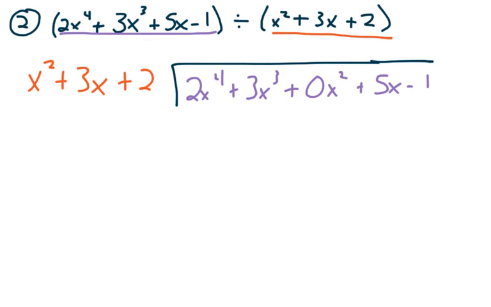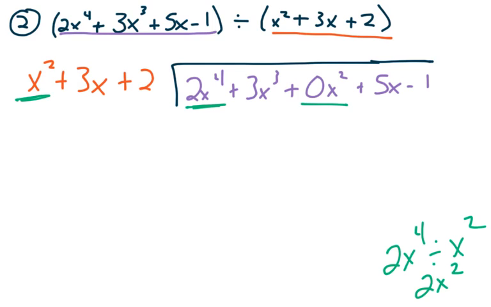And we're going to do the same thing. Take the biggest term on the inside, divide it by the biggest term on the outside. So I'm going to have 2x to the fourth divided by x squared. And what that leaves me with is 2x squared. So that answer goes above the x squared term. That's another reason why I put this x squared term in, because then I have that space for it when I am writing my answer.